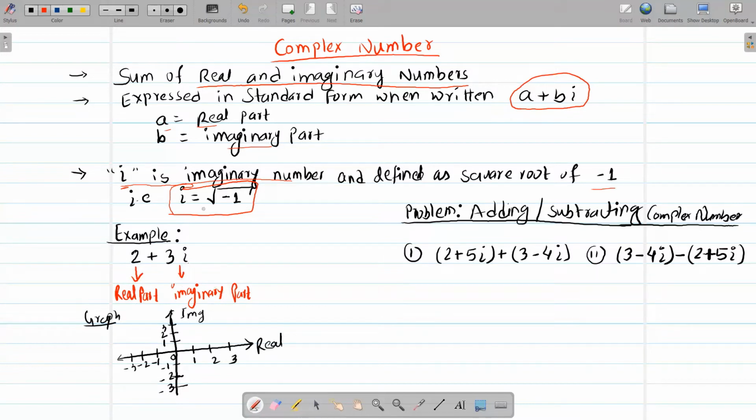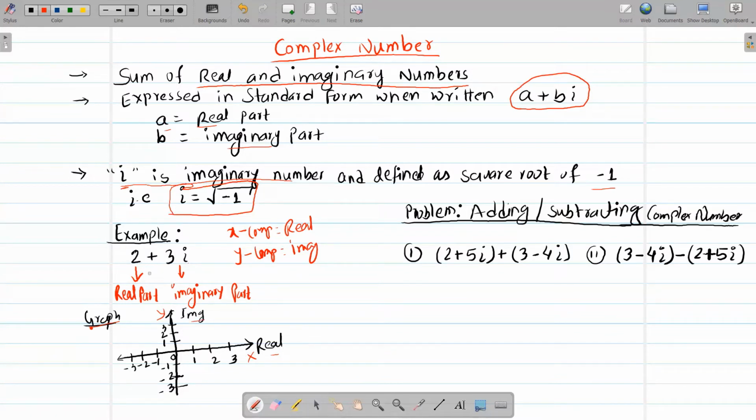Also we can say the x component is the real part, and the y component is the imaginary part. So suppose we have to plot this complex number in a graph. In the graph, the x component is the real part and the y component is the imaginary part, right?